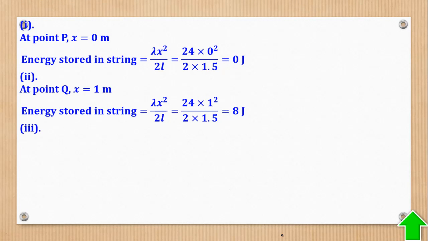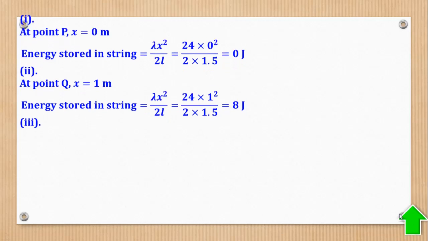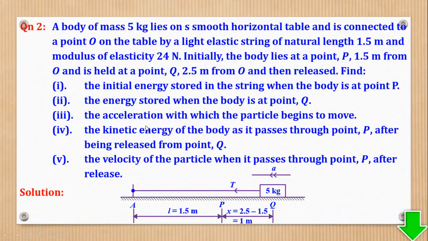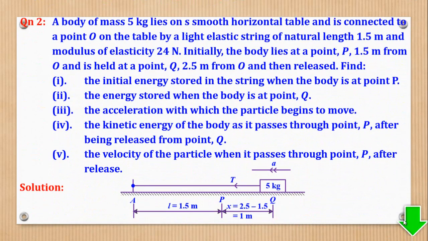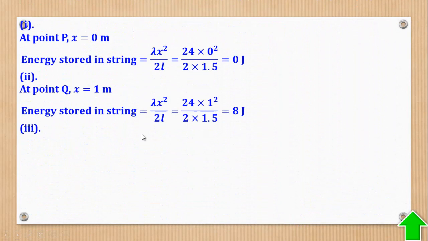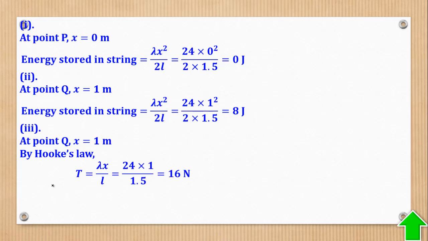Then Roman 3, they want the acceleration with which the particle begins to move. So we use F equal to ma, but before that, we shall first get T. We shall first get the force, which is tension, using Hooke's law. So now that we have got the tension, we can now use F equal to ma to get the acceleration with which it begins to move.